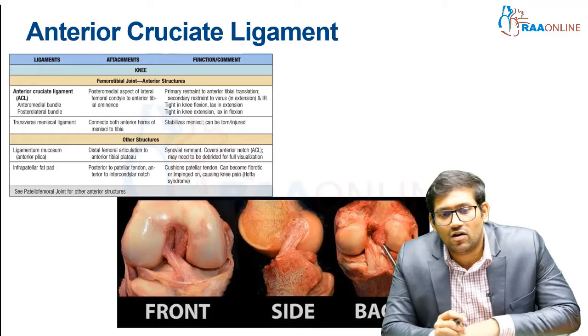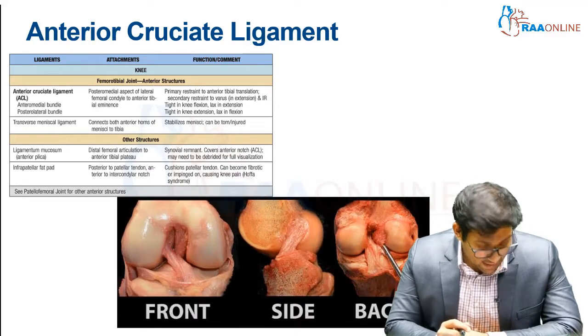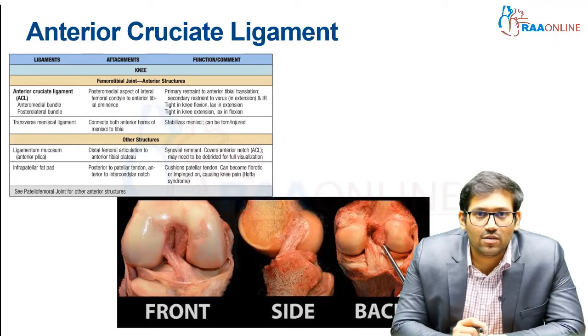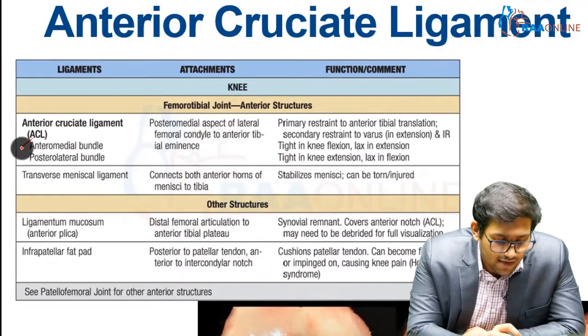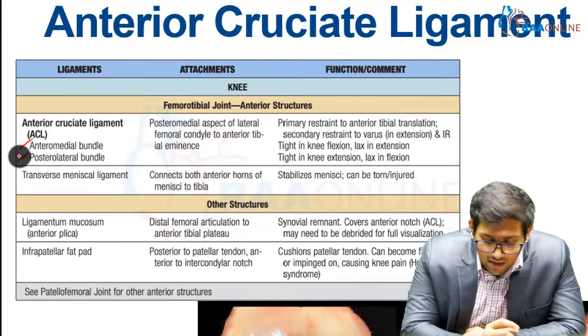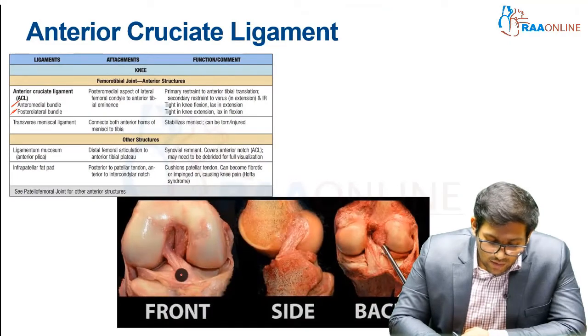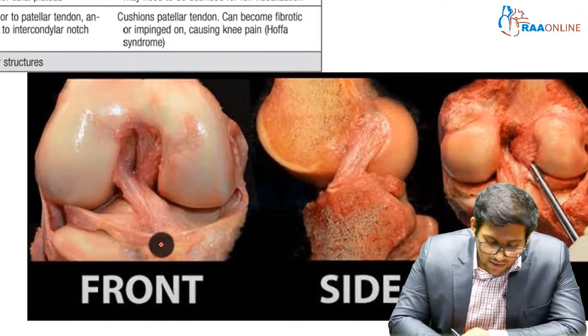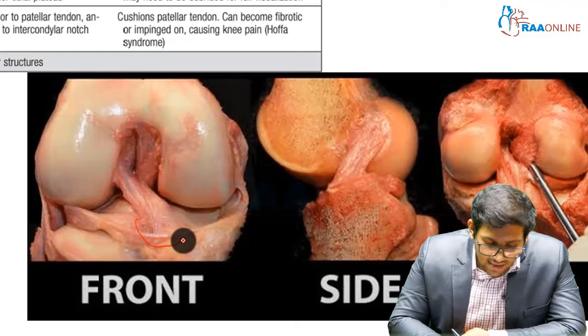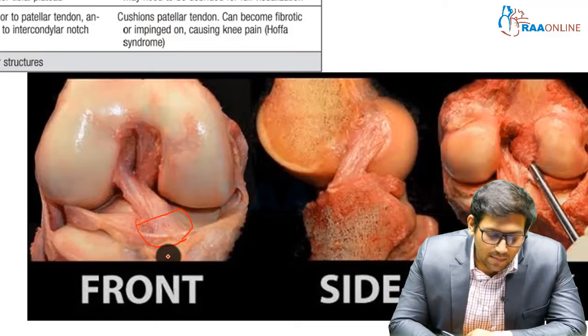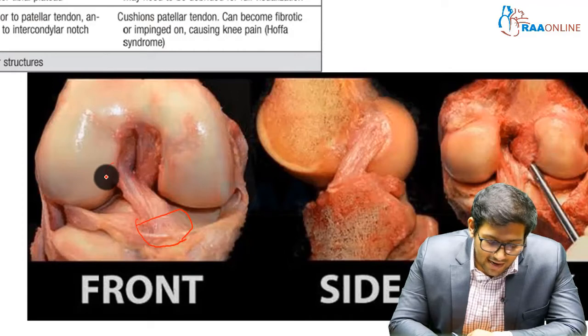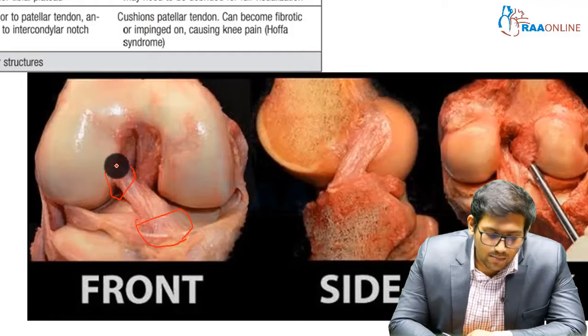Coming to the anatomy of your anterior cruciate ligament. The thing that needs to be noted when you're going to look at the anterior cruciate ligament is that there are two bundles of the ACL. One is the anteromedial bundle and the other is your posterolateral bundle. Both start from where your ACL arises, attaching in the posteromedial aspect of the lateral femoral condyle, to the anterior tibial eminence.